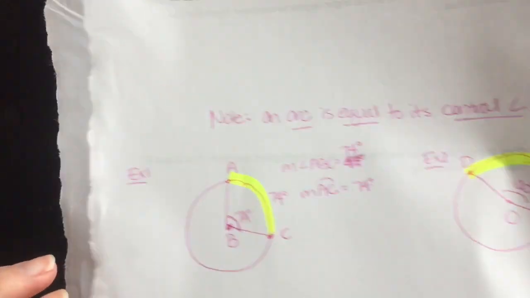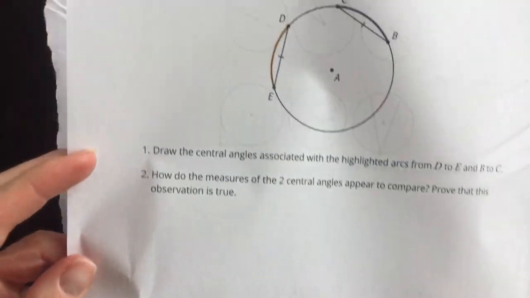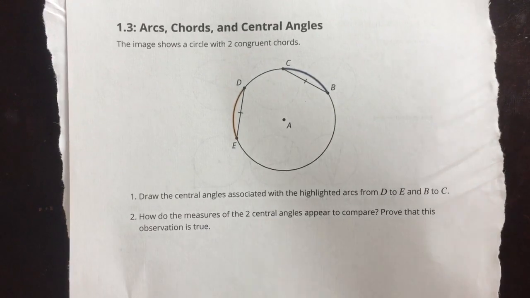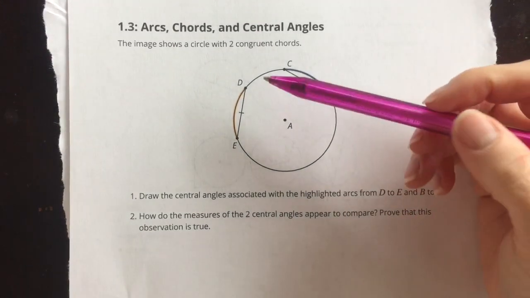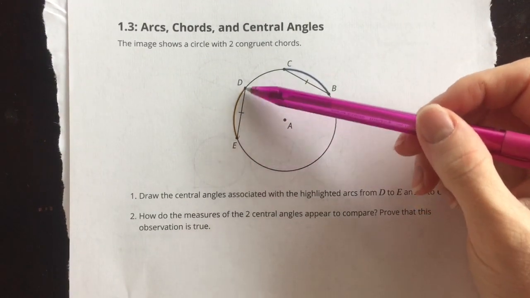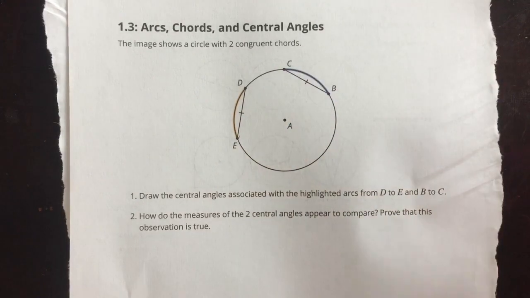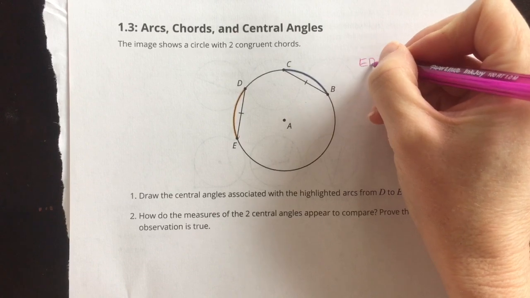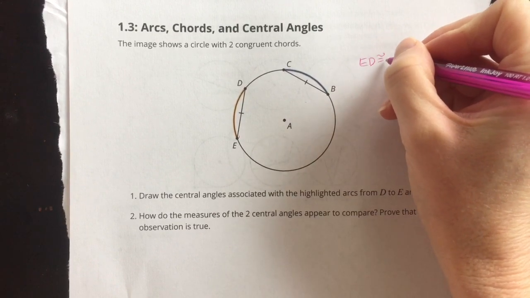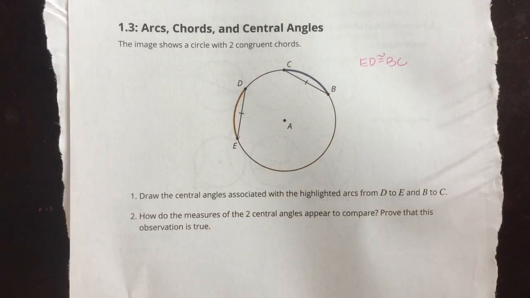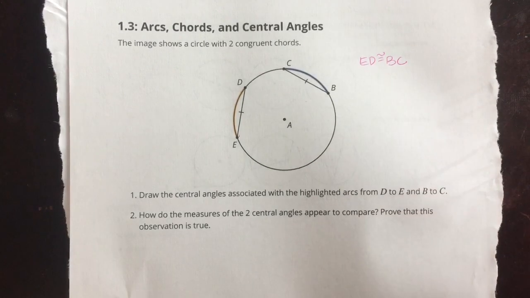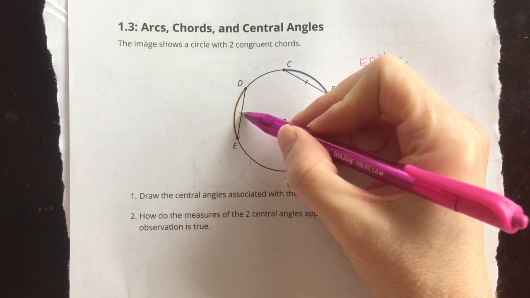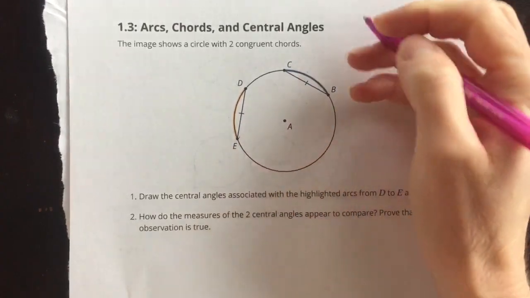So on the next page, page 156, let's take a look at this diagram. In this diagram, they're telling us that the segments, the chords, ED and BC are congruent. So then I know the measure of ED is congruent to the measure of BC. I know they're the same length. And I actually know a lot of other details. Congruent chords have congruent arcs.